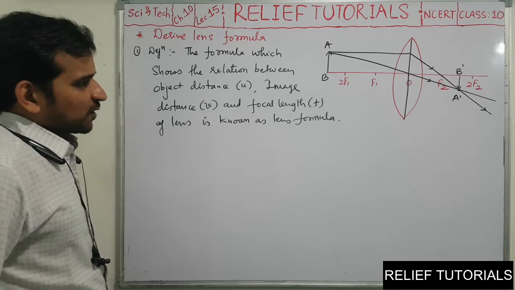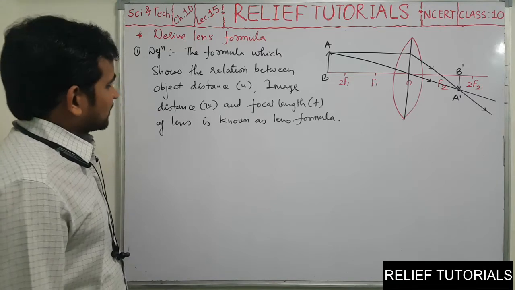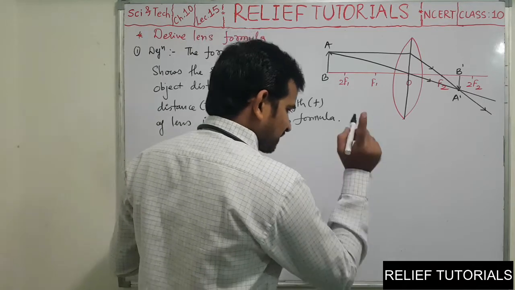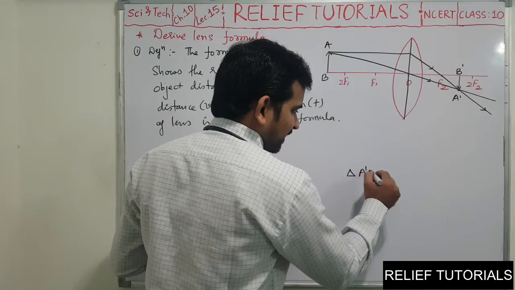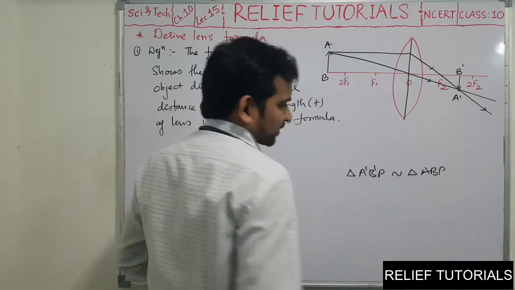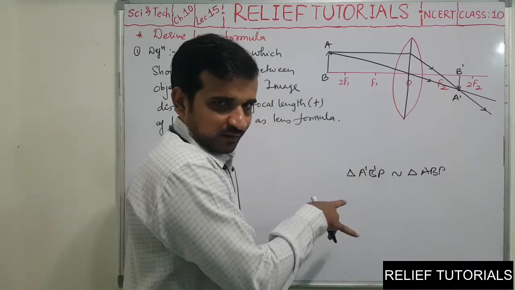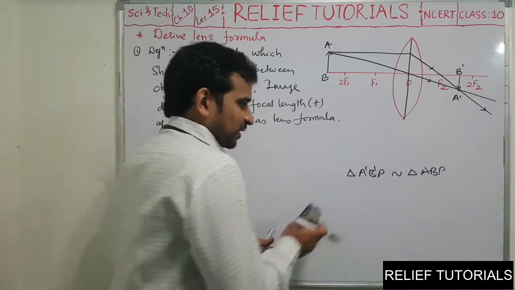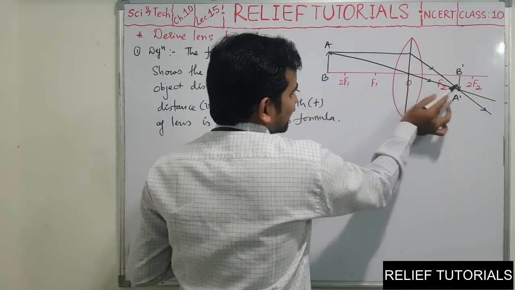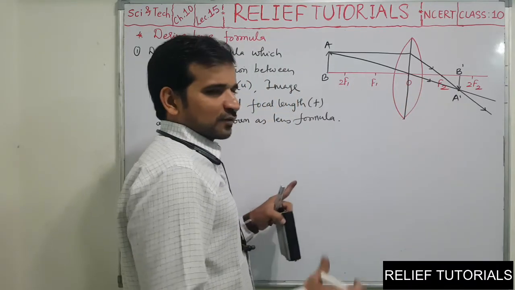In the case of the mirror formula, we used the concept of similarity of triangles. The same thing we are going to use here also. In the mirror, there was a pair of similar triangles, triangle A dash B dash P similar to triangle ABP, and I instructed you to take the dash triangles first. Here we take similarity number 1, triangle ABO and triangle A dash B dash O. See the figure carefully and find these two triangles separately.